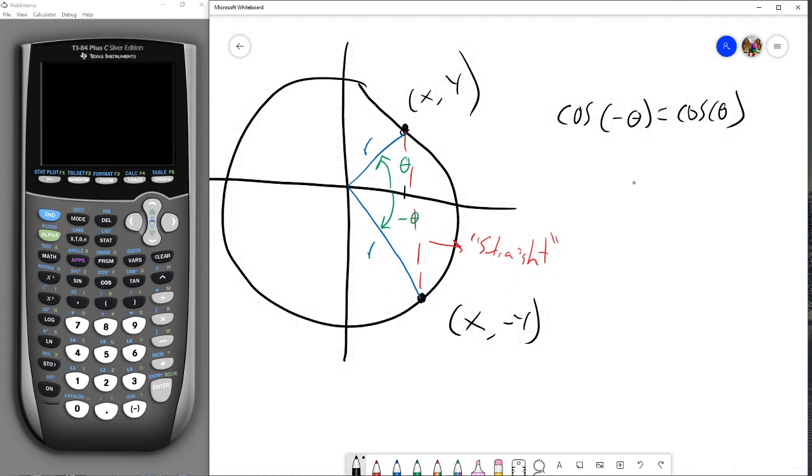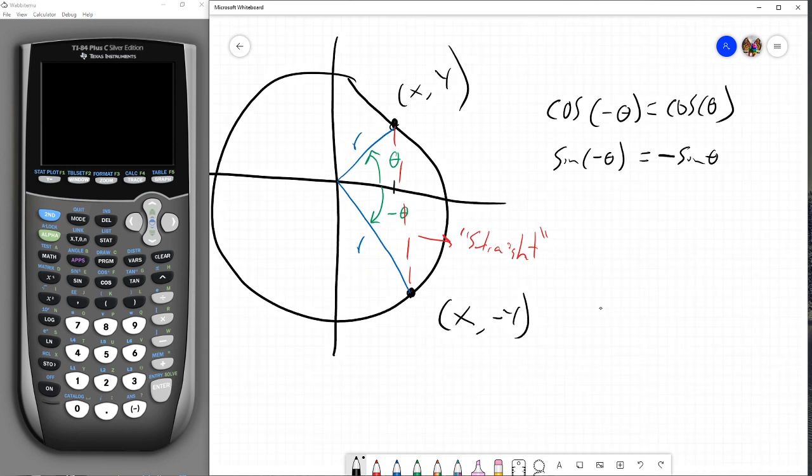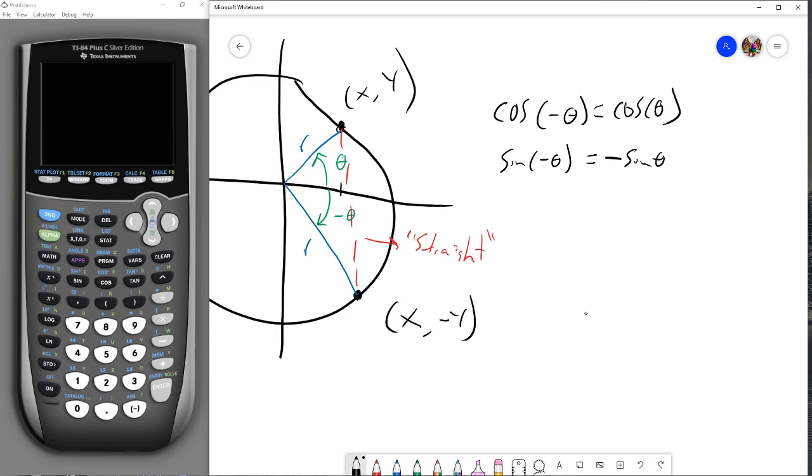We can make a similar conclusion about sine. So sine of negative theta, notice it's the negative of the y-coordinate. So when we think about sine of theta, sine theta is equal to y, but when we have a negative inside that we're plugging in, so negative theta, we get negative y. That means we have a negative right here, negative of sine theta, because if you take a negative 1 multiplied to sine theta, you get negative y, and so that's this right here. So this gives us a way of dealing with negative angles being plugged into sine and cosine.